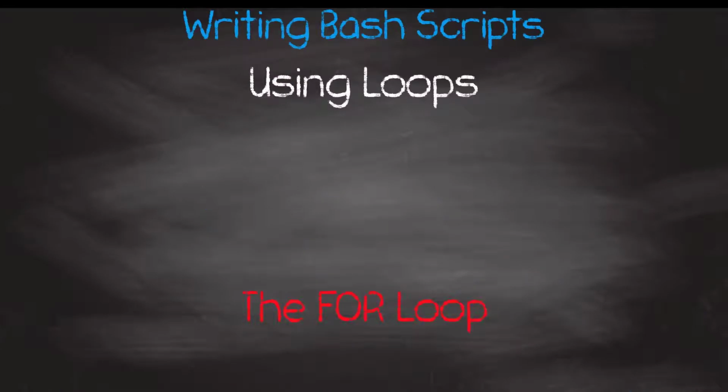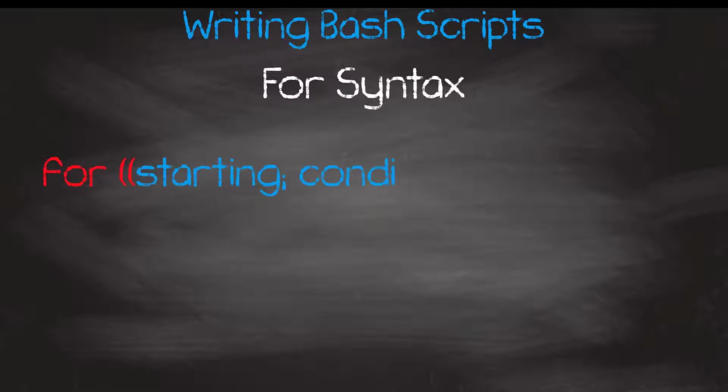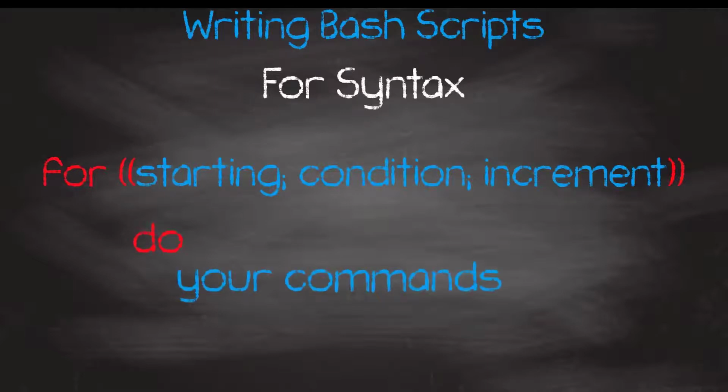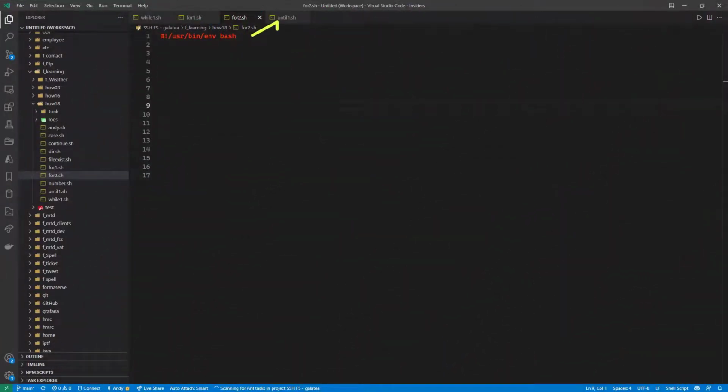The next for loop example steps through a block of code in a numerical sequence. The syntax for this kind of loop is for, then two open brackets, the starting value, then semicolon, a while condition, then semicolon, and an incremental value. Close off the brackets, then do your block of code for the loop to execute, and then we round it off with a done. Back to VS Code.